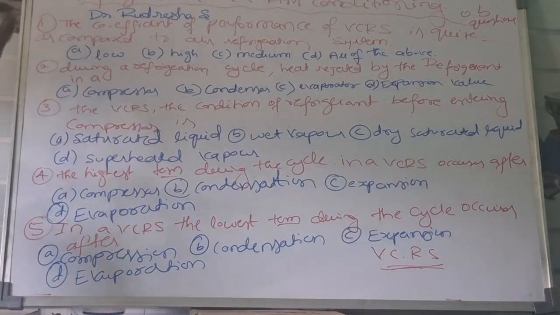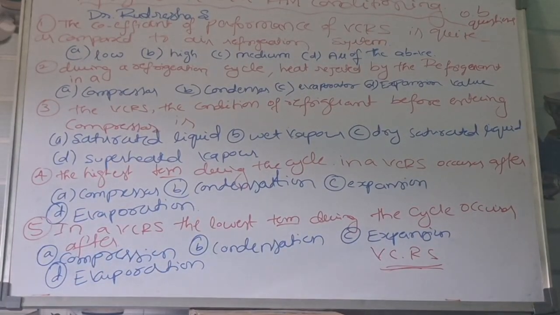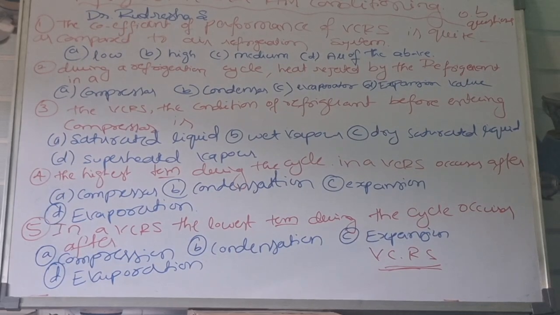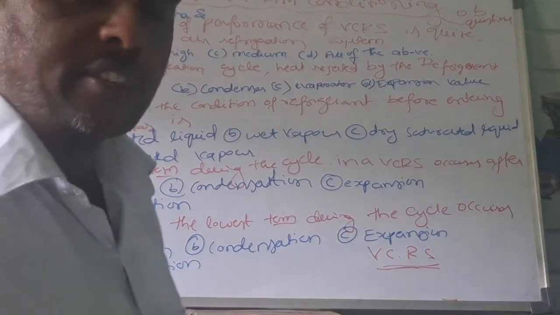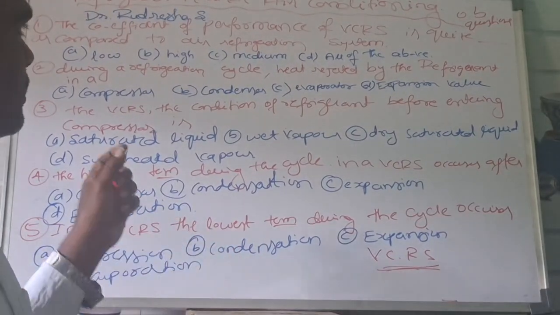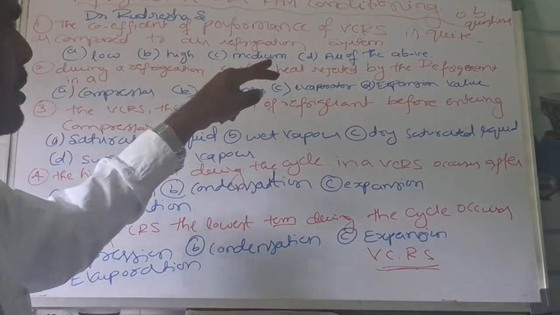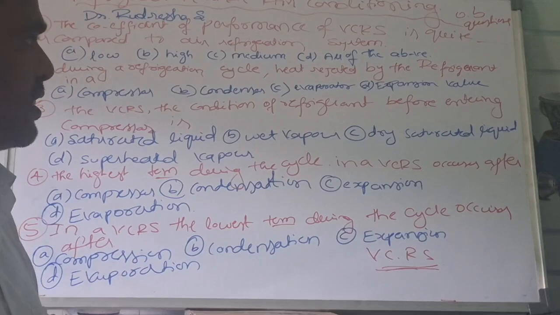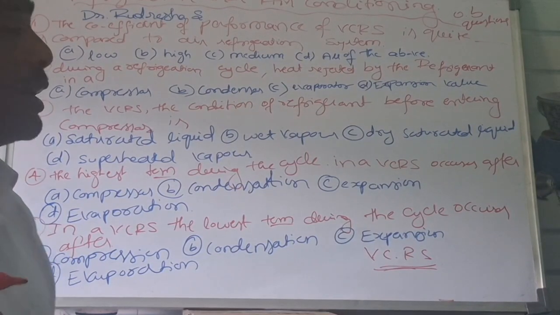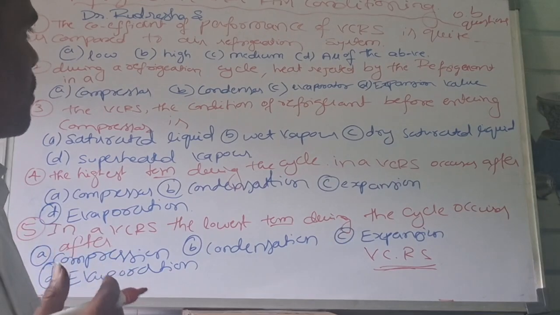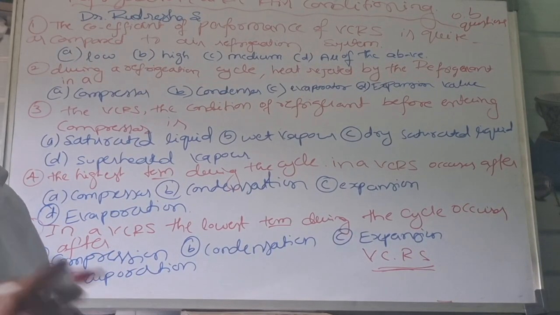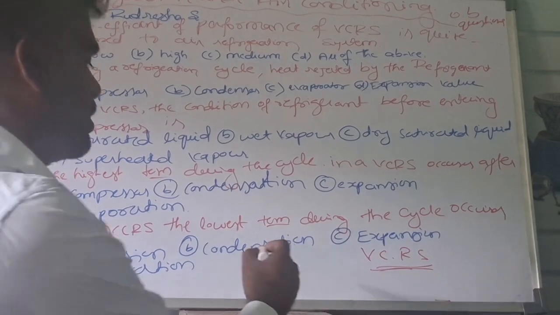The coefficient of performance of a vapor compression refrigeration system is good as compared to the air refrigeration system. What is the question you are asking in the university examinations? It is asking the coefficient of performance of the vapor compression refrigeration system compared to the air compression refrigeration system. Which one will be more? More compression is there, more performance is there, more COP, coefficient of performance, is there.